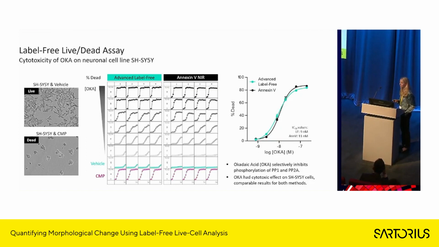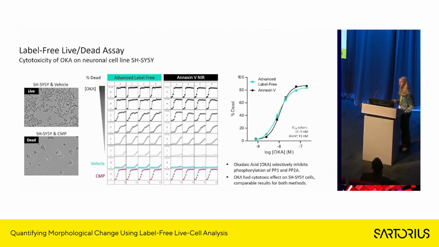So if we look at the microplate view from both the classifications, we can see that there was a similar kinetic profile across the plate for both methods. Transformation of this data into concentration response curves showed that for both methods there was a cytotoxic concentration-dependent effect of okadaic acid on the neuronal cell line, with similar IC50 values being observed.